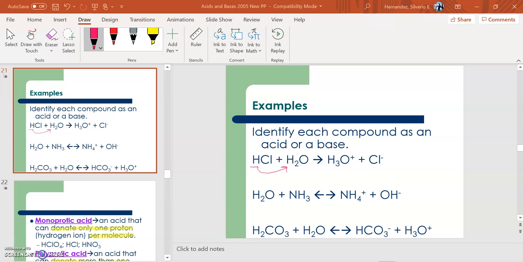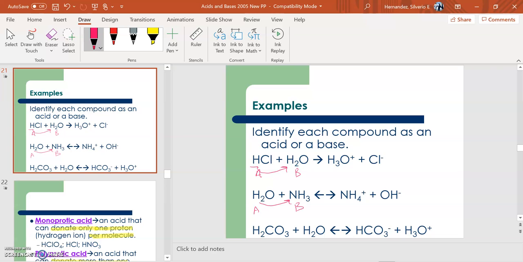So the hydrogen ion is being given over to the water. In here, the hydrochloric acid is the acid, and the water is acting as the base. In the next example, you can see that the NH3 went to NH4. How did it do that? Well, it had to pick up a hydrogen ion from the water. So the water is an acid. In this case, the NH3 is a base.